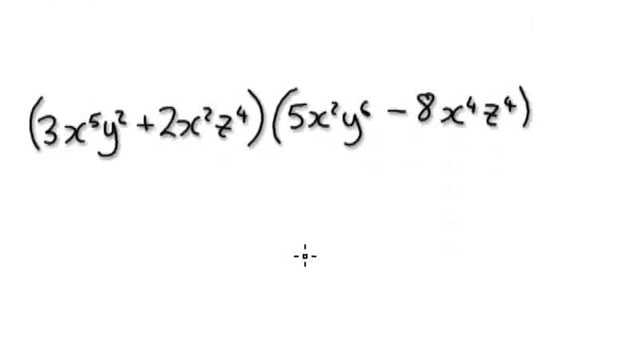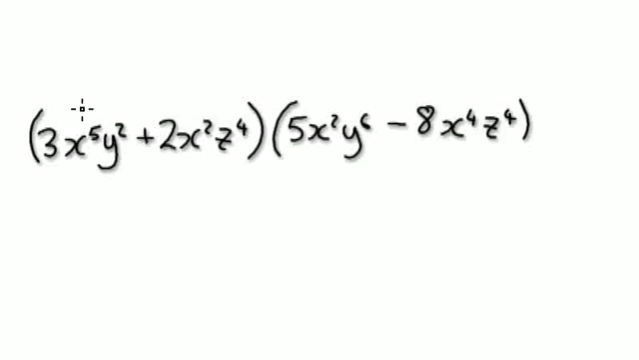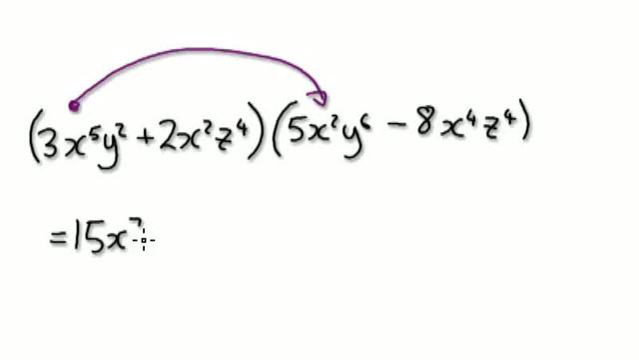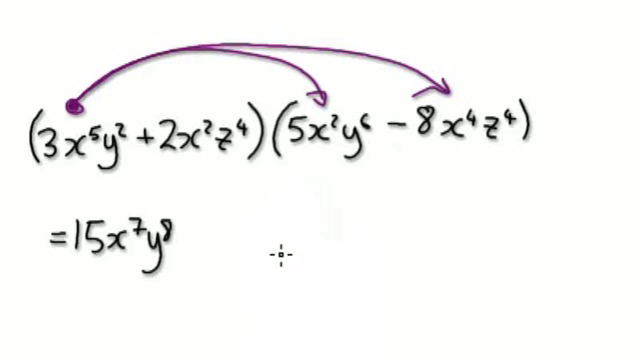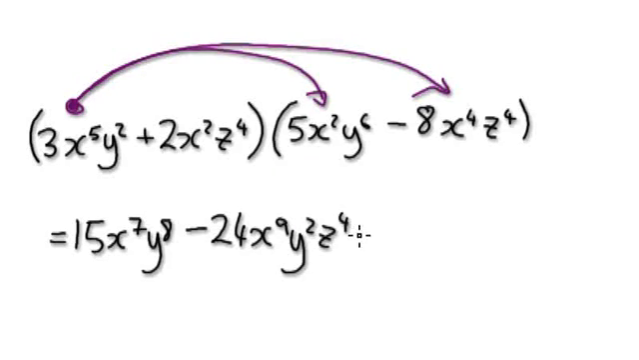Okay, so really I can pretty much give you anything, and all you have to do is just multiply the two. So this thing here would become 15x to the power of 7, y to the power of 8. Now this times this here. Don't forget there's a minus here. So this would be minus 24 x to the power of 9, y to the power of 2. Sorry, y to the power of 2, z to the power of 4.